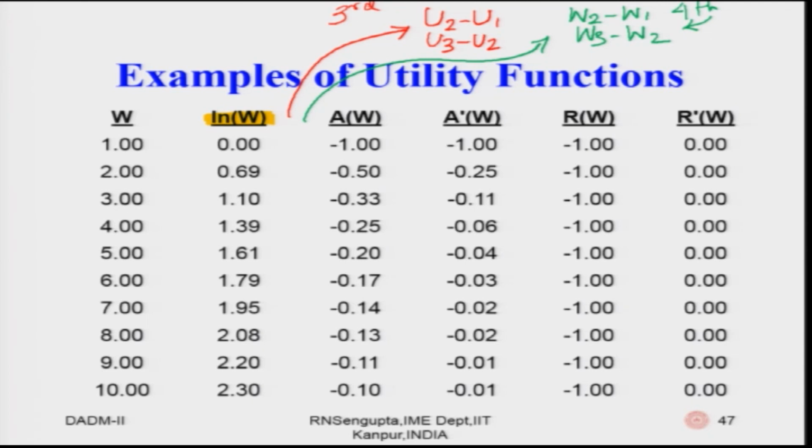Now, in the fifth column you will basically have A. So, how do you find out A? Use the formula minus of u double prime by u prime. So, how do you find out u prime? U prime would basically be the corresponding value of u2 minus u1 divided by w2 minus w1. The next value would be u3 minus u2 divided by w3 minus w2. The next value would be u4 minus u3 divided by w4 minus w3. You find out those values.